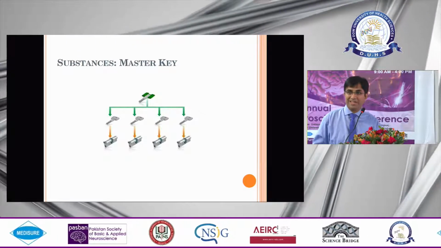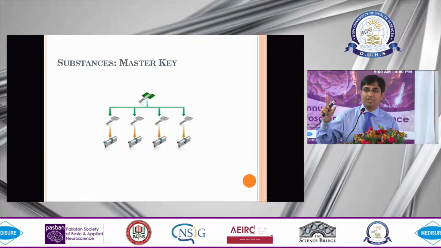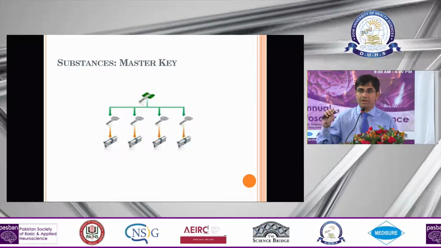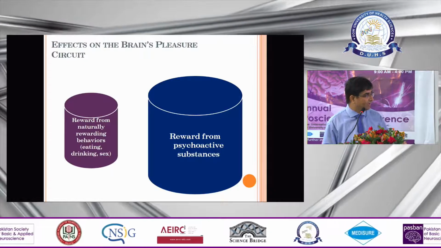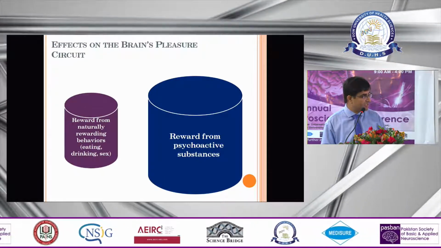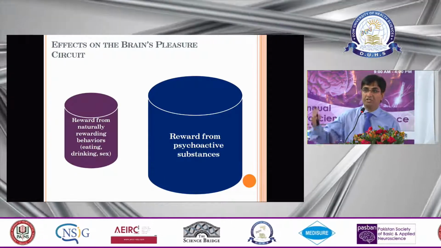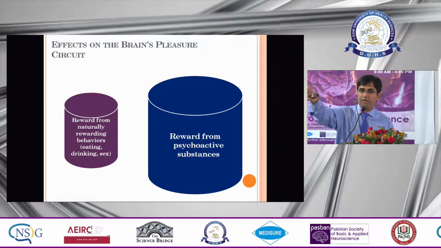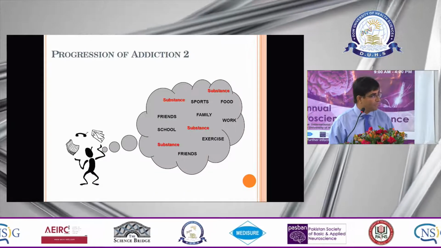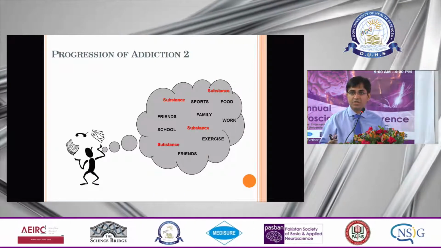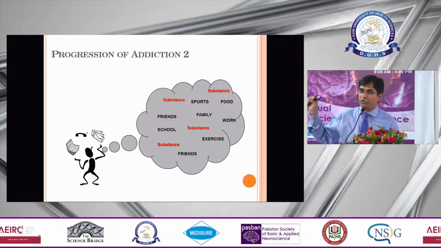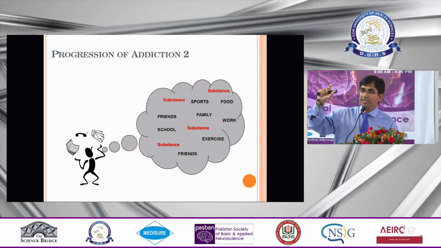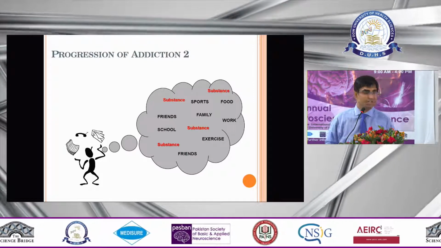Now the misery is that the substance has a master key. It doesn't have a single key, it has a master key. It has the tendency to open all the locks. So actually, the reward from a substance is more as compared to your other rewards, your first position, going for games and so many other things. So when a person is using a substance, there is a myth: first the friends gave it, then why did he use it, or why did he continue using it? Actually, it is because of dopamine, because of the reward.